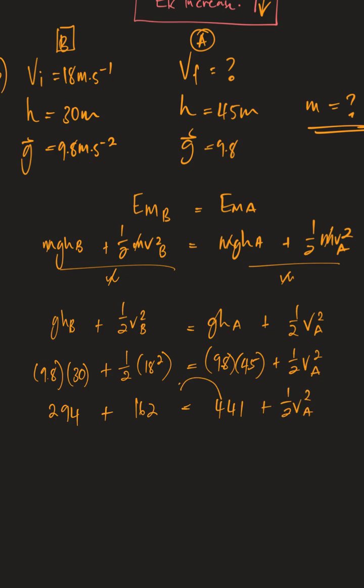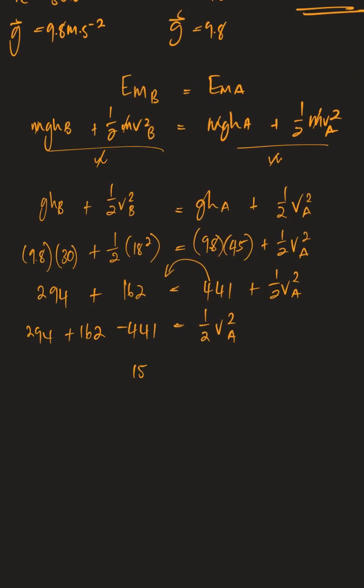All right, I'm going to take this over and I'm going to have 294 plus 162 minus 441 is equal to half v squared A. I pop all of that into my calculator. I'm going to get 15 is equal to half v squared A. Same thing. Get rid of that half by dividing both sides by half. And technically what I've got here is 30, which is equal to v squared A. Now I don't want v squared, I want v.